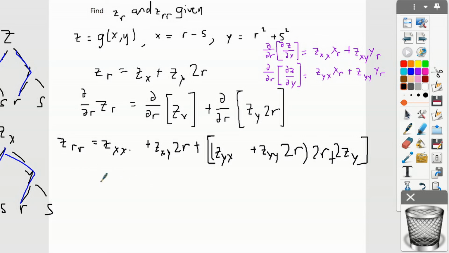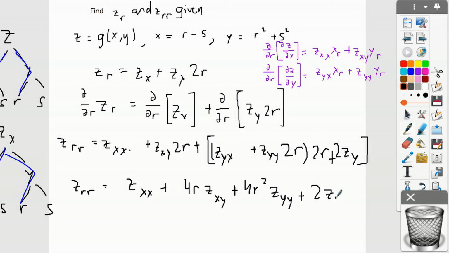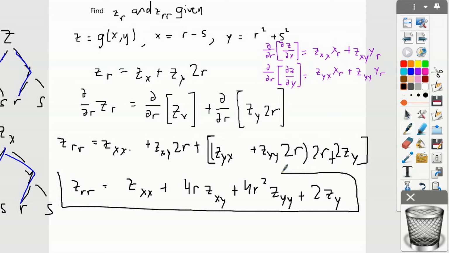So what you end up getting is z sub rr is equal to z sub xx plus, and what I'm actually going to do is combine these two because this is continuous. We're going to assume it's continuous. Z equals g of x, y is continuous. So 2r plus 2r is 4r z sub xy plus 4r squared z sub yy plus 2 z sub y. And that is your answer right there.